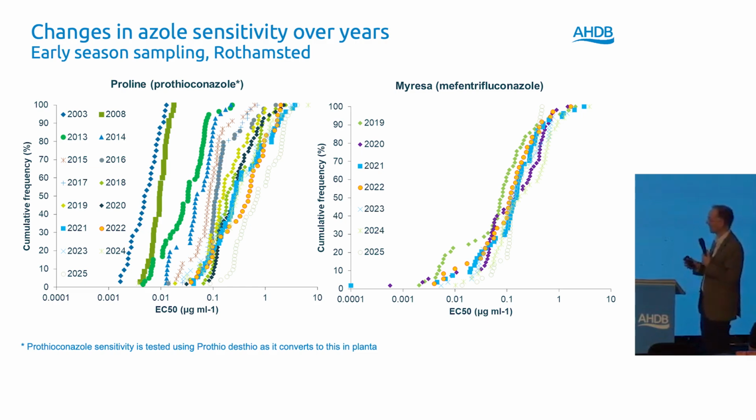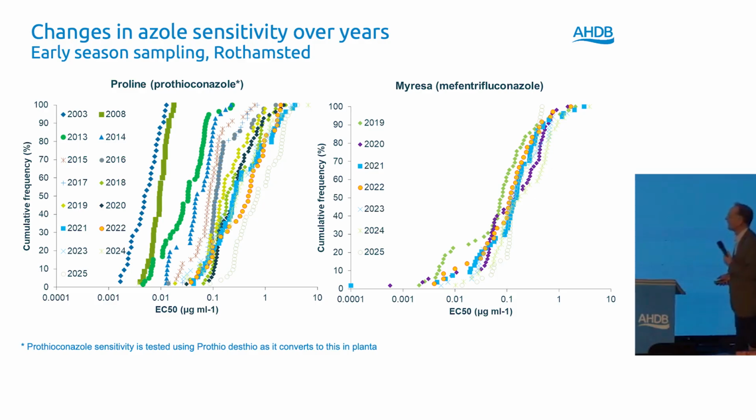And that suggests, from the in vitro sampling that Nicola's done, that if anything, the isolates are becoming a little bit less sensitive to prothioconazole. On the right-hand side, you can see mefentrifluconazole. It's a tighter group, but then there are fewer years. And the 2025 data, you can just see it sits right in the middle of the pack. So her monitoring wouldn't suggest that the isolates have become any less sensitive to mefentri in the last year.